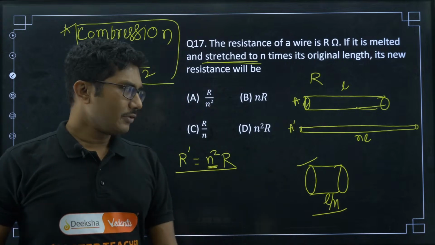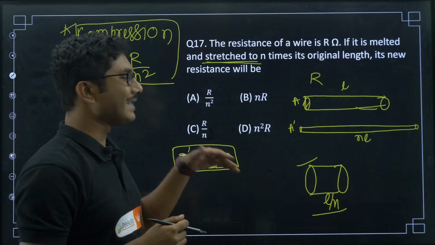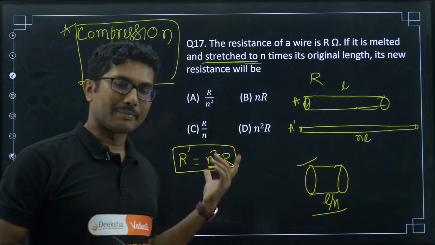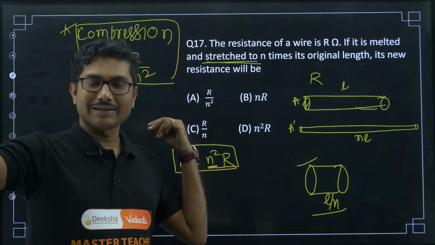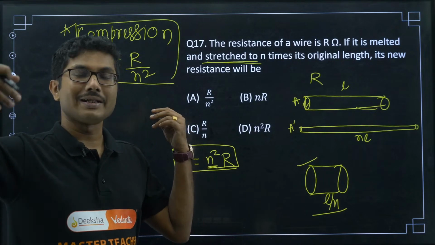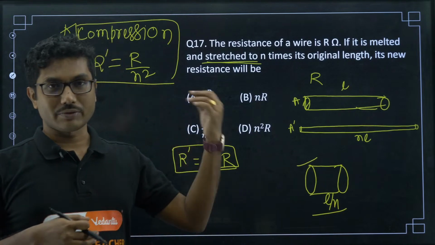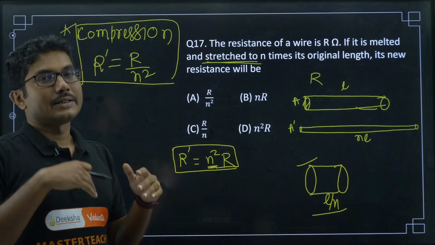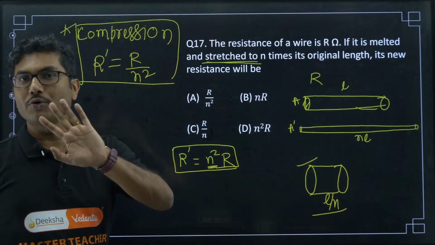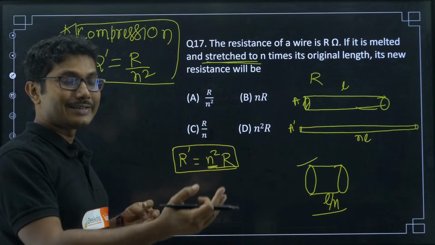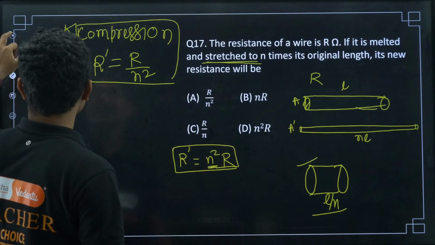So this is a way you can solve it. It will always be n square, either multiplication or division. Multiplication when you are increasing the length, obviously resistance will increase, so it will be n square. If you compress it, then resistance will decrease and it will be again n square. N square you have to remember only. Resistance increasing means multiplier, resistance decreasing means division, right?